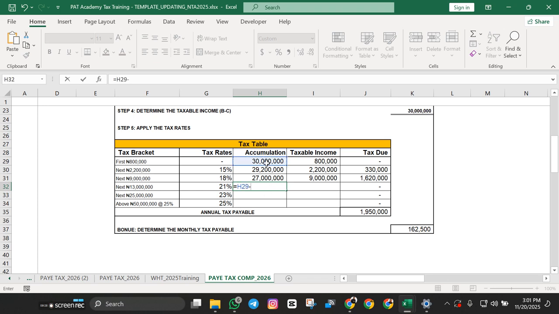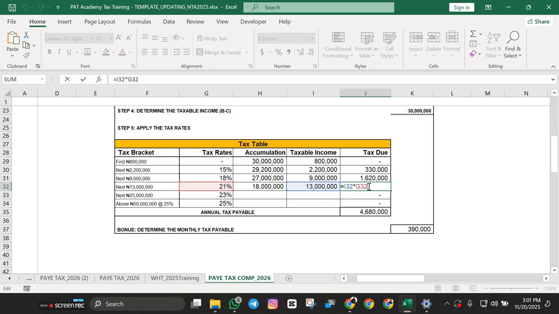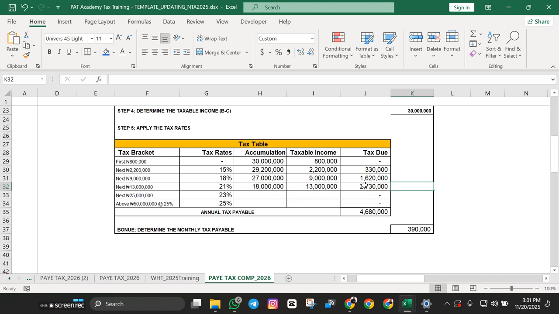Now, let's determine how much we have left. 30 million minus 800,000 minus 2.2 million minus 9 million. We have 18 million left. And the next band is 13 million, so we can still tax 13 million out of it. We have taxed the 13 million at 21%. That's 21% multiplied by 13 million, which gives us 2,730,000 naira.